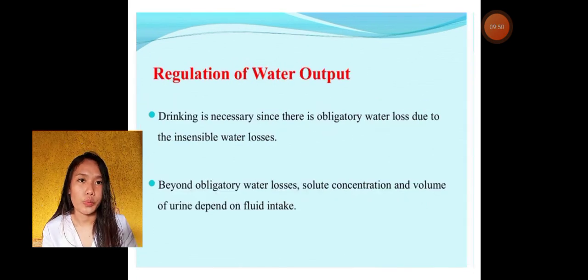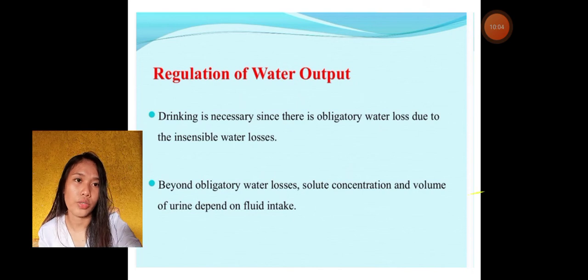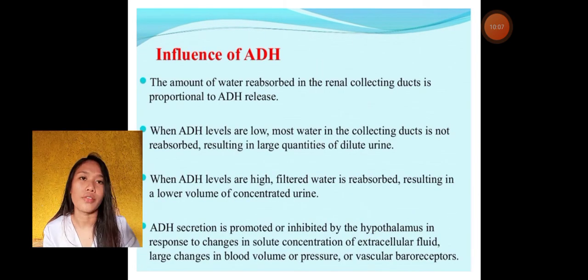Regulation of water output. Drinking is necessary since there is obligatory water loss due to insensible water losses. Beyond obligatory water losses, solute concentration and volume of urine depend on fluid intake. The influence of ADH, or the antidiuretic hormone: the amount of water reabsorbed in the renal collecting duct is proportional to ADH release.